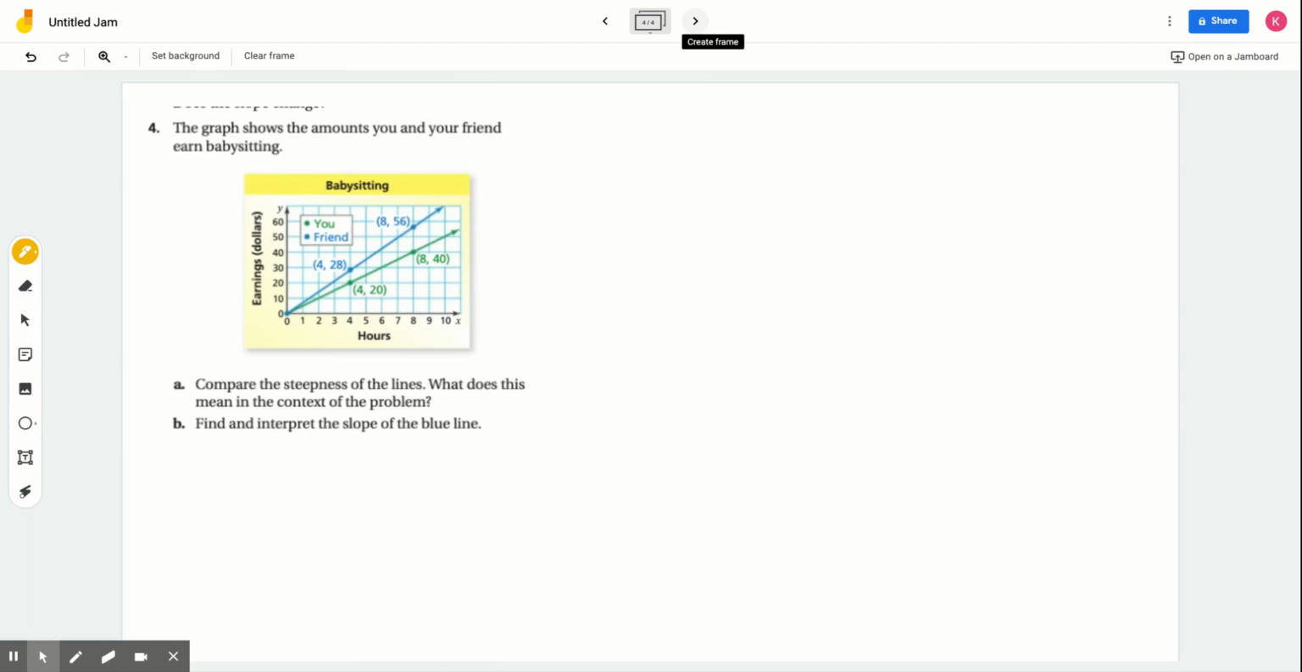Now, if we look at number 4, it says the graph shows the amount you and your friend earn babysitting. Compare the steepness of the lines. What does this mean in the context of the problem? So your friend is the green line. Oh, nope, actually it looks like you are the green line, sorry. So you are the green line and your friend is the blue line. So which line is steeper? Which one of them climbs faster? Well, the friend's line is steeper.